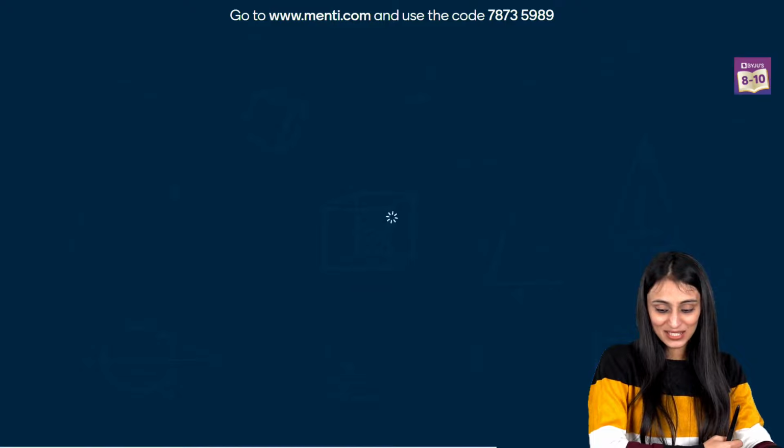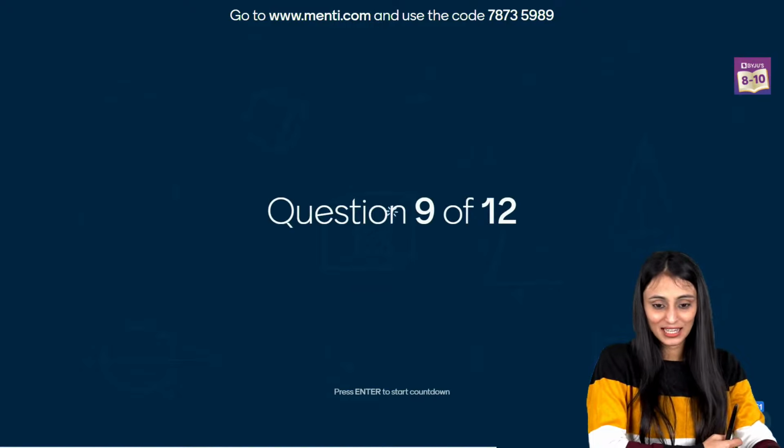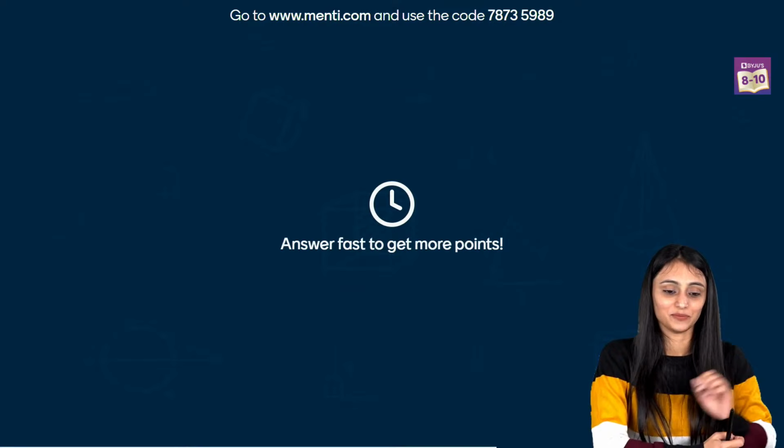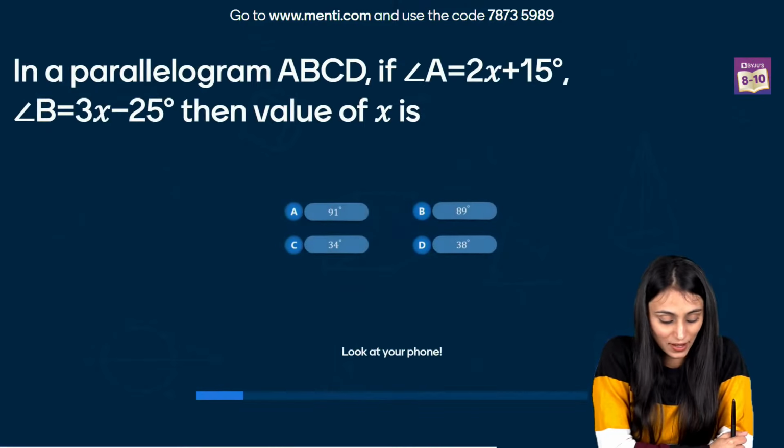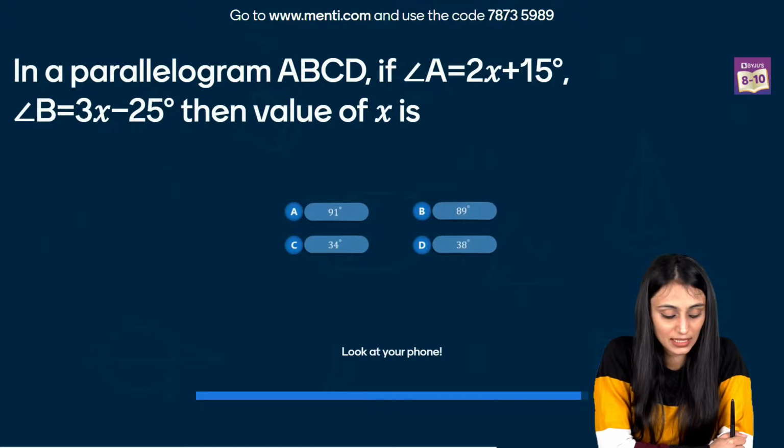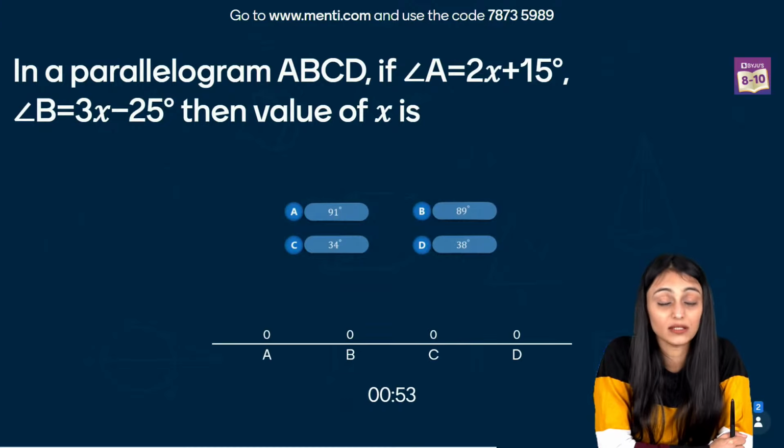Let's take a look at the next question. We have question number 9 now. It says in a parallelogram ABCD, if angle A is 2x plus 15 degrees and angle B is 3x minus 25 degrees, then the value of x is. Make a parallelogram, mark these angles and find out the value of x.